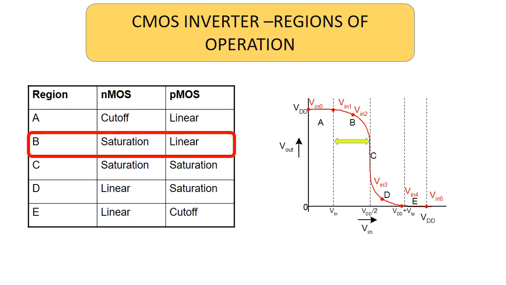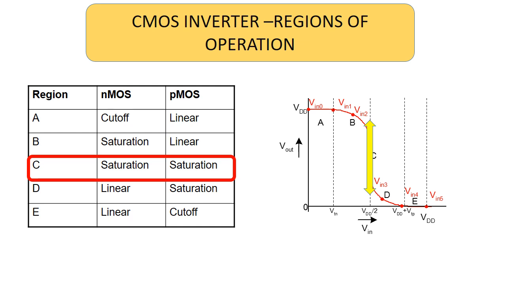Region B is characterized by Vin greater than or equal to VTN and less than VDD by 2. Solving the equations as we have done in the beginning of this chapter, we obtain NMOS in saturation and PMOS in linear. The output voltage, as said before, can be obtained by solving the current equations in saturation and linear regions. Region C. Here, both the PMOS and the NMOS are in saturation.